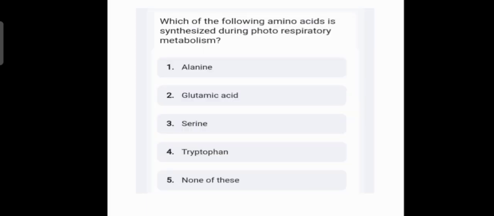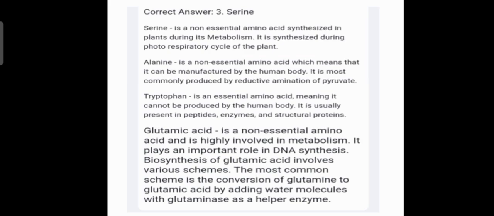The second question: which of the following amino acids is synthesized during photorespiratory metabolism? So during photorespiratory metabolism, which amino acid is synthesized? Alanine, glutamic acid, serine, tryptophan, none of this. Answer is serine. Serine is a non-essential amino acid.